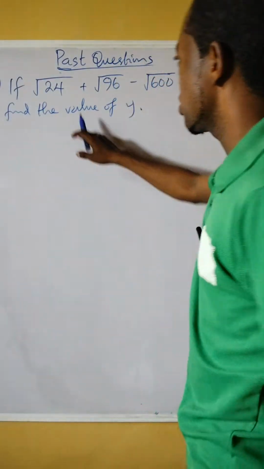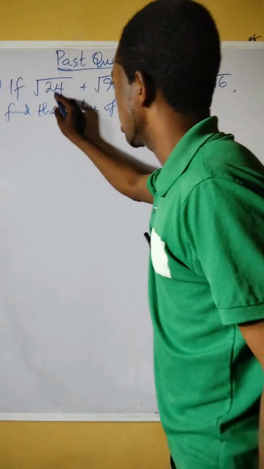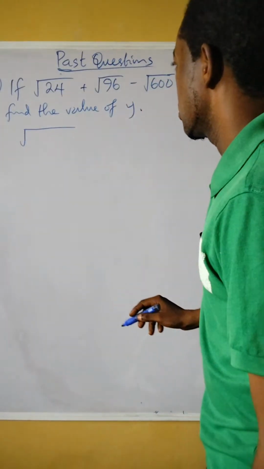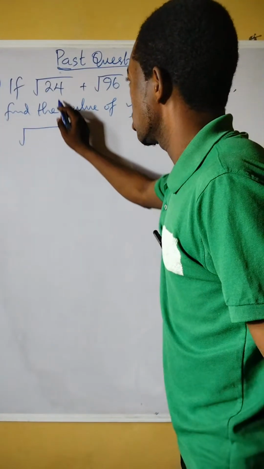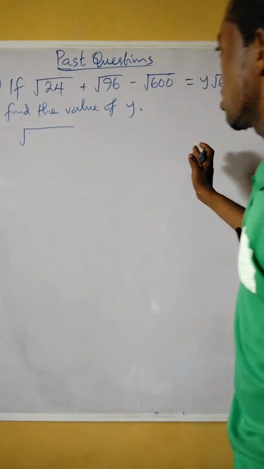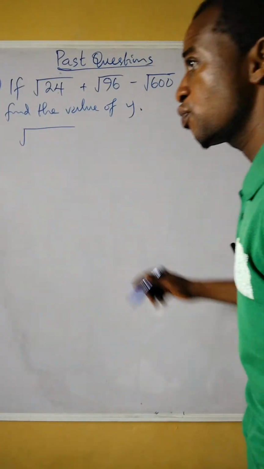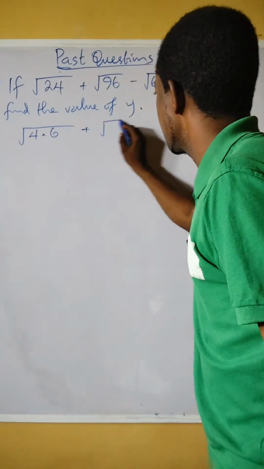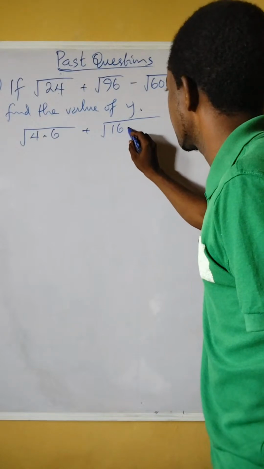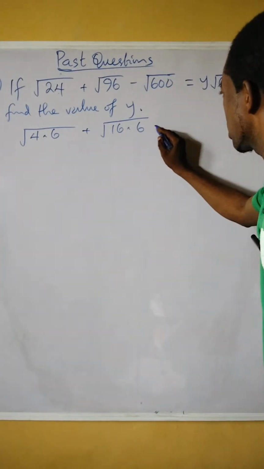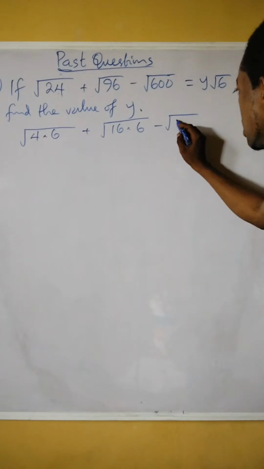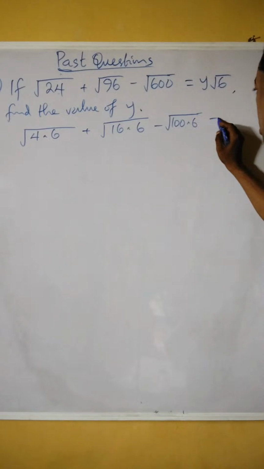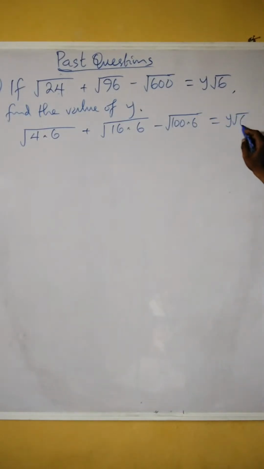Now here we can simplify what we have on the left hand side. Root 24 can be written as root of 4 times 6, then plus root 96 can be written as root of 16 times 6, and also minus root 600, we can write as root of 100 times 6, then equals y root 6.